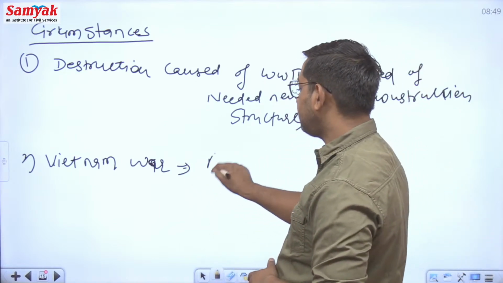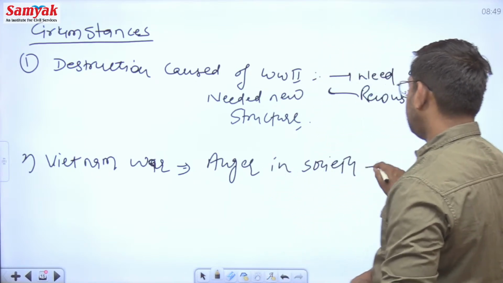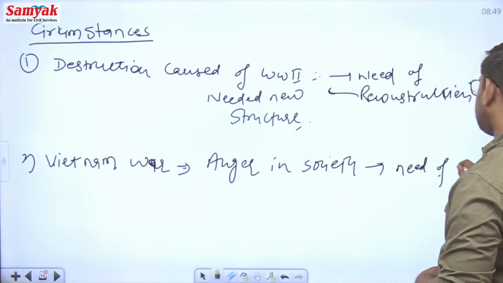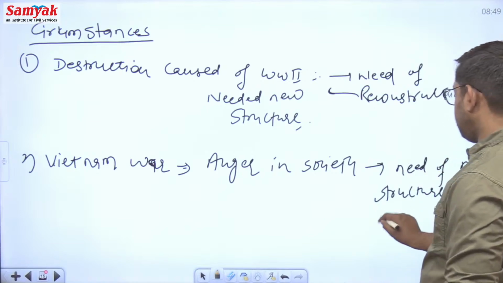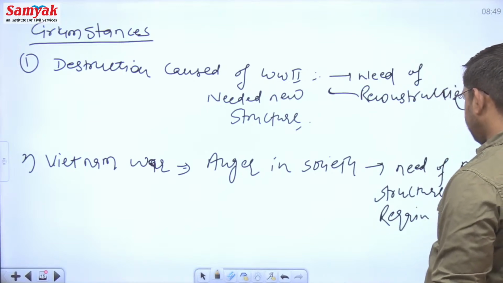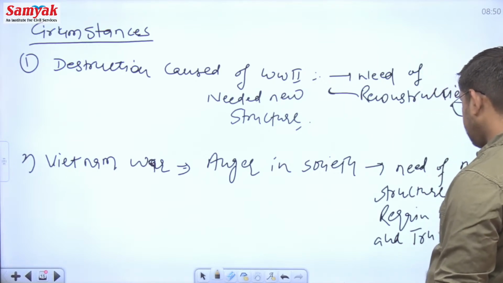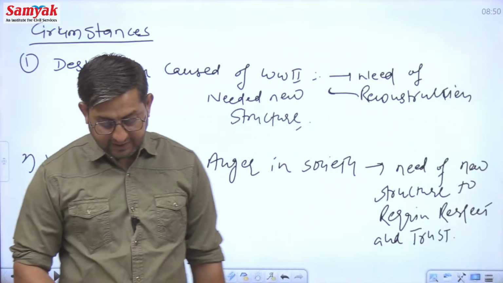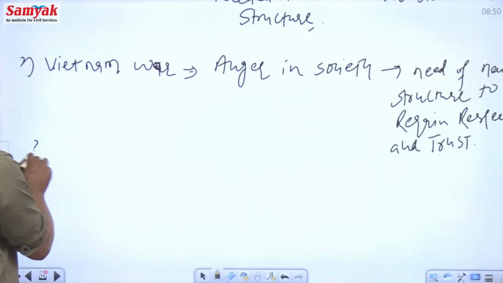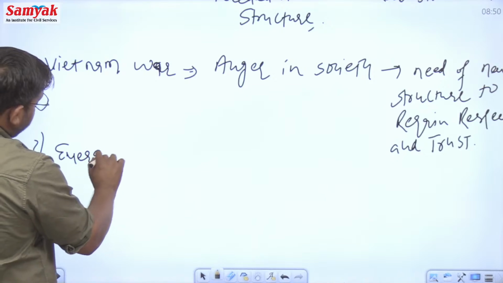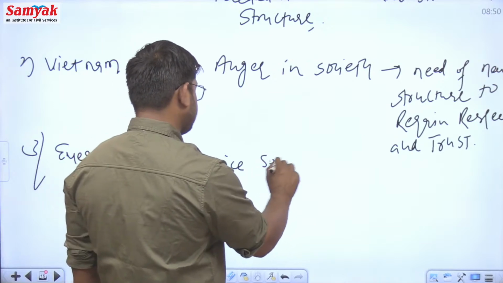So Vietnam War means anger in the society, need of new structures to regain respect and trust, otherwise people will not trust you. Second thing, now this was the time period when the economies were going through changes.